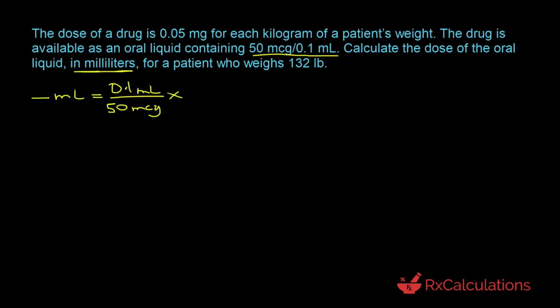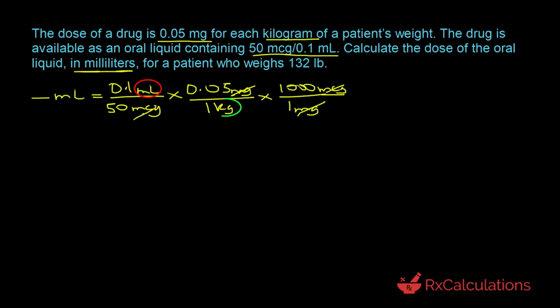And we need to multiply this by the conversion factor. The conversion factor here actually is the 0.05 milligrams per kilogram, or in each kilogram. So we're going to multiply this by 0.05 milligrams per 1 kilogram. But notice that the milligrams and the micrograms are in different units, so they can't cancel out. So we're going to convert the milligrams to micrograms using the conversion factor that 1 milligram is 1,000 microgram. So at this point, the micrograms can cancel out and the milligrams can cancel out. And as you track your units, you are now in milliliters per kilogram.